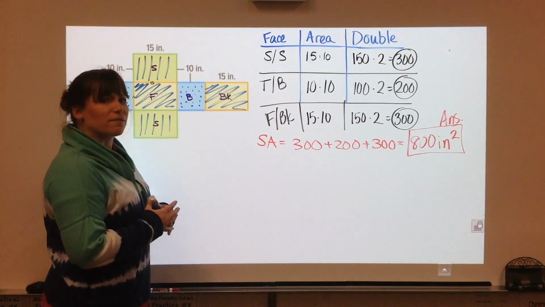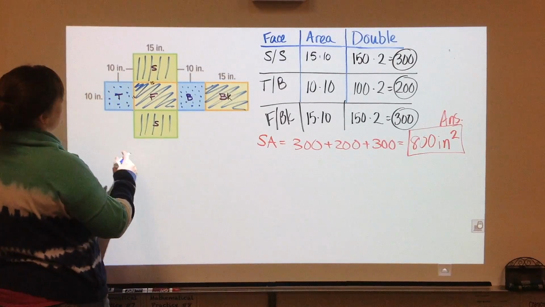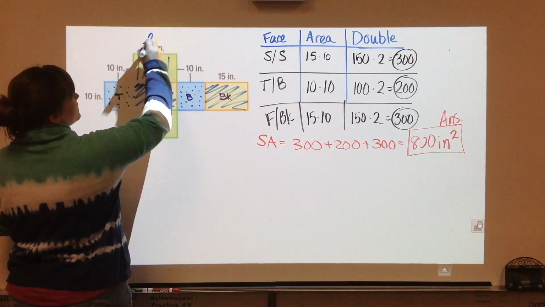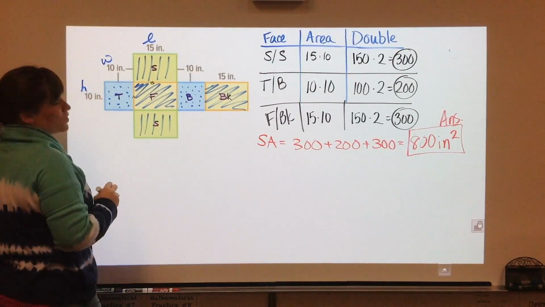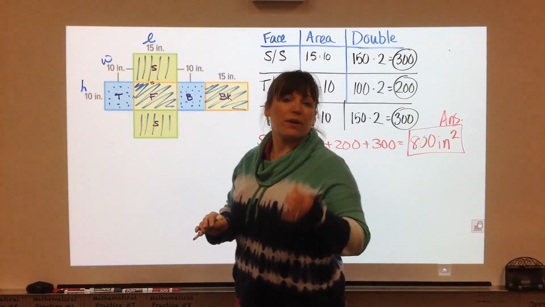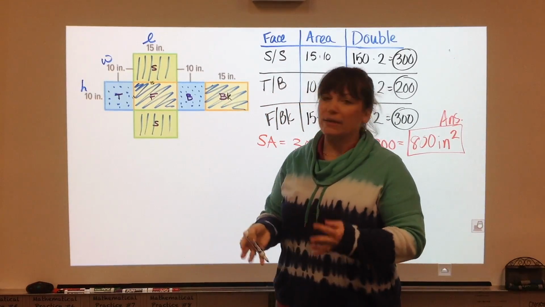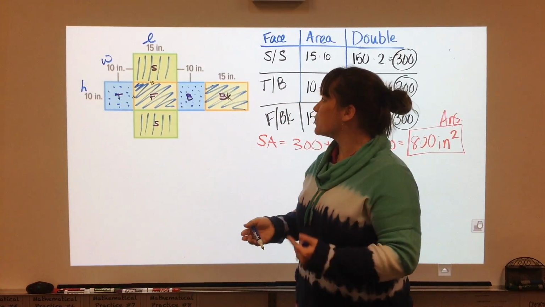Now let's do that formula. Before we can though, we need to decide that the 15 is going to be the length, the 10 is going to be the width, and the h is going to be the 10. Just so that we can keep our numbers straight, there's 3 different dimensions, obviously, for the rectangular prism: length, width, height.